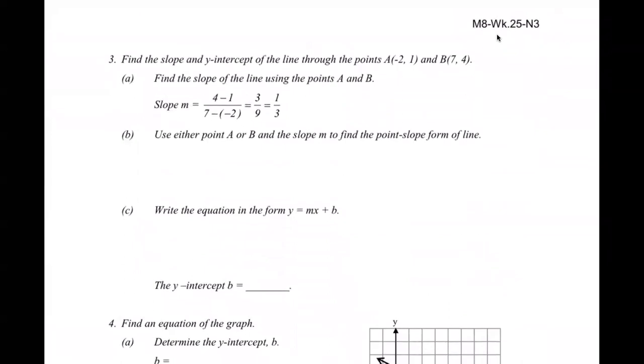Question 3. Find the slope and y-intercept for the line through the points A and B. The coordinates of A are -2, 1. The coordinates of B are 7, 4.